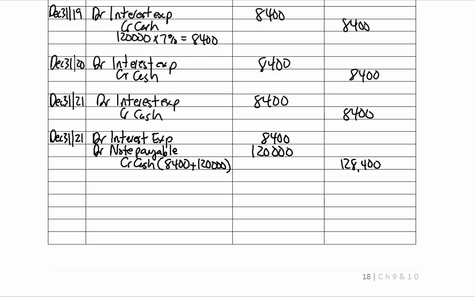Notice that I'm not using compound interest because we're not trying to complicate this. This is just the concept. We're focusing on the concept. So that's what would happen if we decided to only make interest payments.